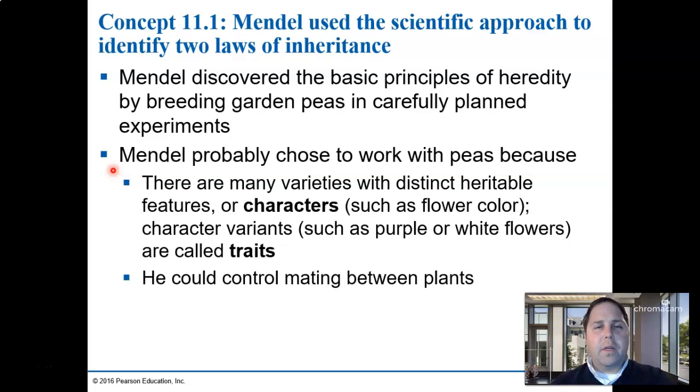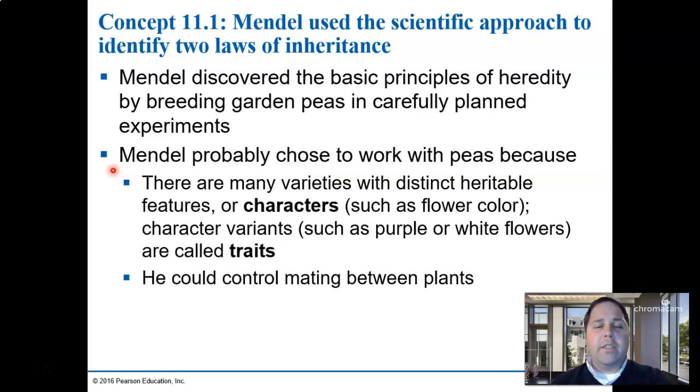So the first part of chapter 11 talks about how Mendel used the scientific approach to identify two laws of inheritance. These two laws of inheritance should be relatively straightforward for you to understand, especially since we're coming right off of meiosis, but nonetheless we'll talk through how Mendel sort of arrived at them. Now, remember that Mendel did all of his work without having an understanding of the genetics or the molecular biology of DNA, anything like that.